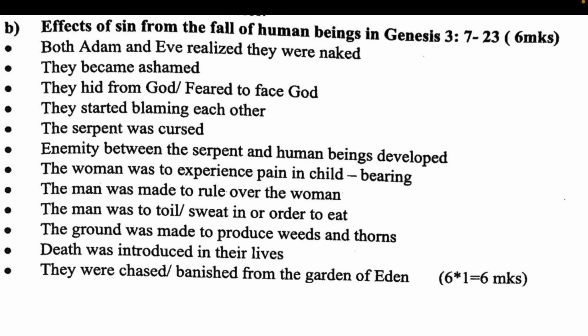The woman was to experience pain during childbearing. The man was to rule over the woman. Man to sweat in order to eat. The ground was cursed to produce weeds and thorns. Human beings became prone to death. And then they were banished from the Garden of Eden.